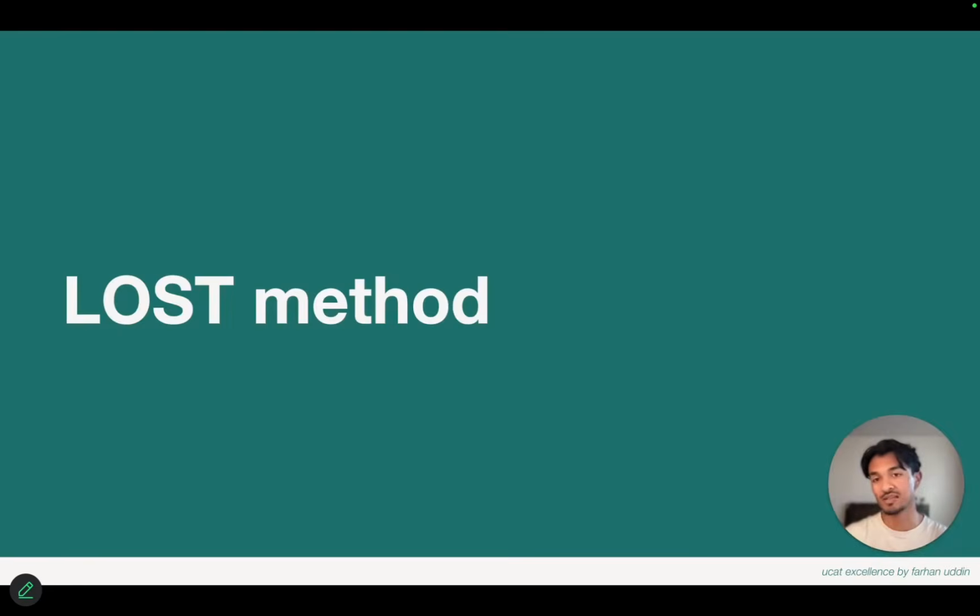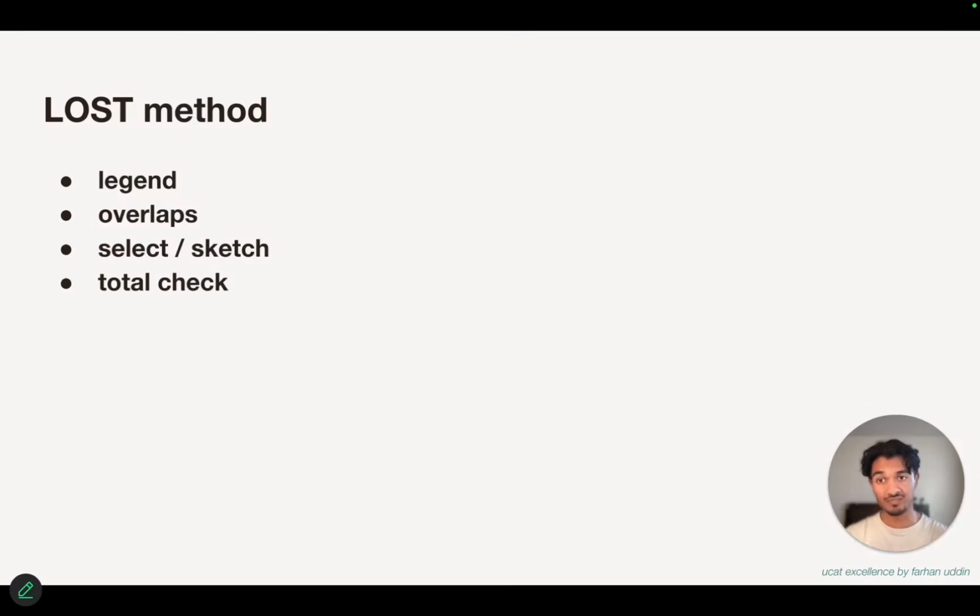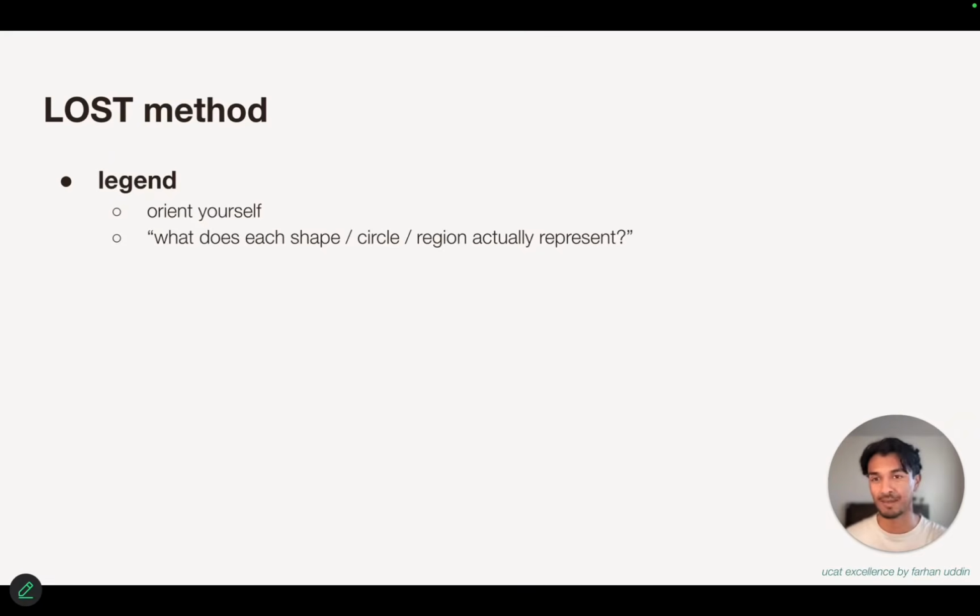So let's go into the method that you're going to use for all of these question types, which is the LOST method. This stands for legend, overlaps, select and sketch, and the total check. So let's go through step by step. Number 1 is the legend. This is where you orient yourself.